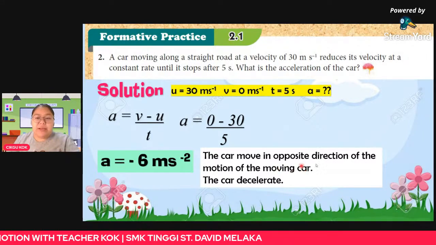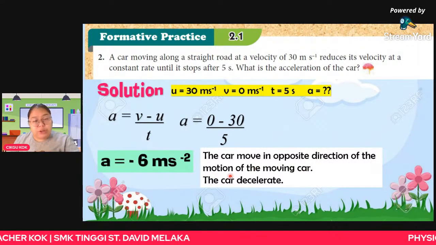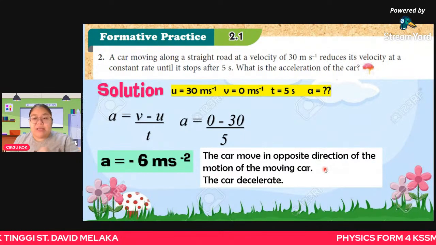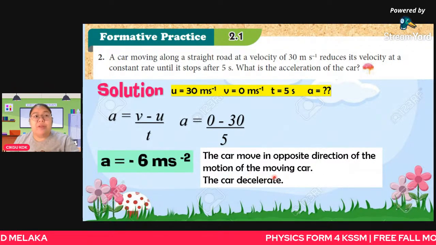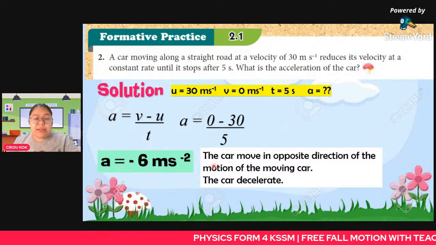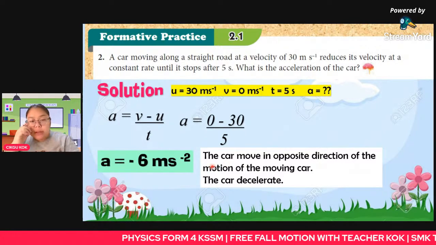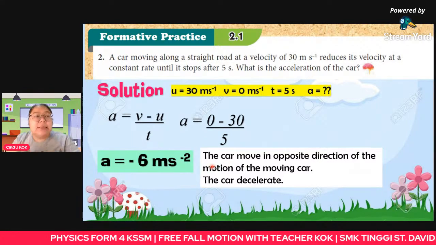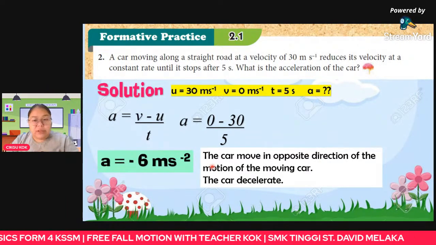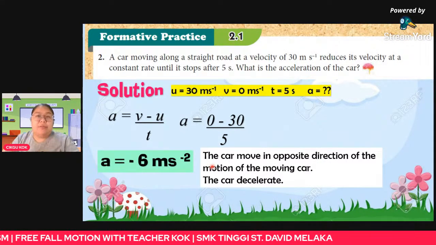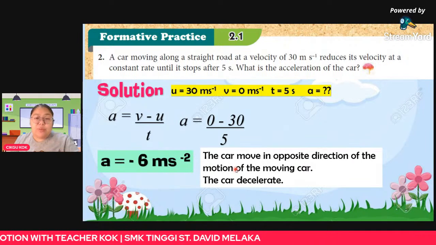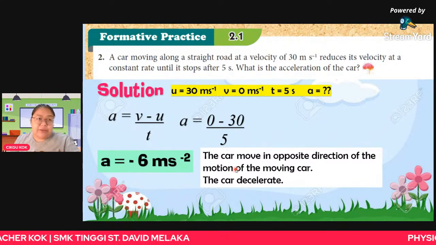So from here they say direction of motion, not direction of the car. It's the direction of motion of the moving car. Okay, you must add the words of motion. Okay, after that, the car decelerates. Okay, slow down means decelerate. So this one is the explanation when you get the answer is negative.